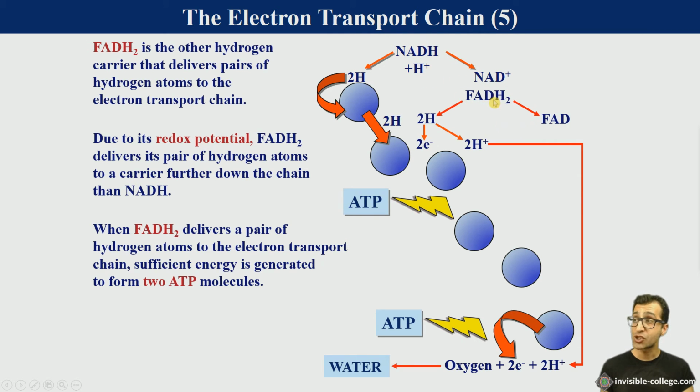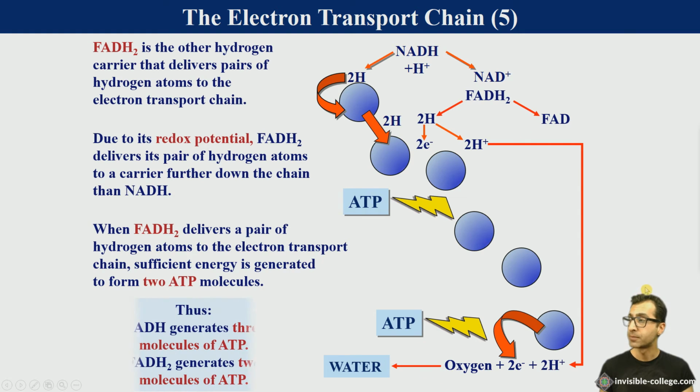But for FADH2, it will insert its electrons and protons at a lower energy level. So for every molecule of FADH2 that you get from, for example, a Krebs cycle, you will only produce two ATP molecules as those atoms and electrons pass down that chain to the final electron acceptor. So the thing to remember here is that NADH generates 3 molecules of ATP by oxidative phosphorylation, whereas FADH2 generates 2 molecules of ATP per molecule.